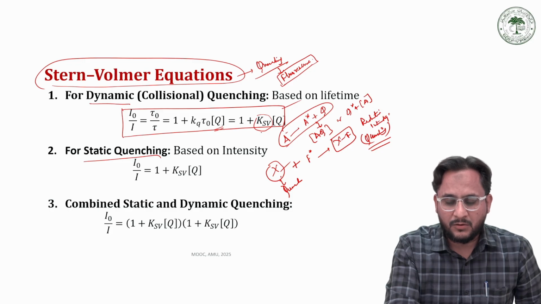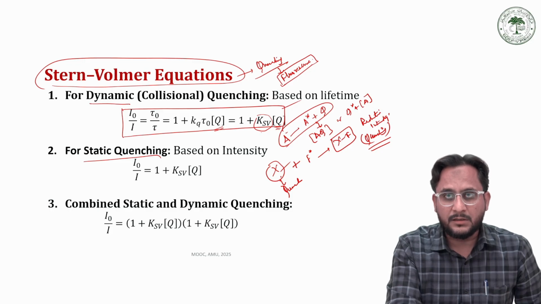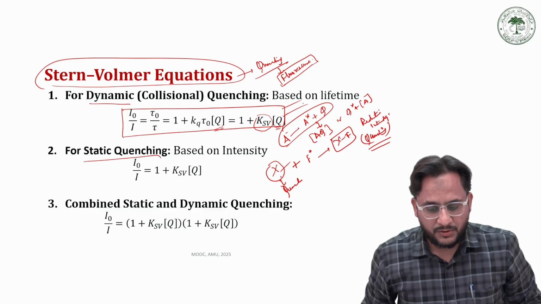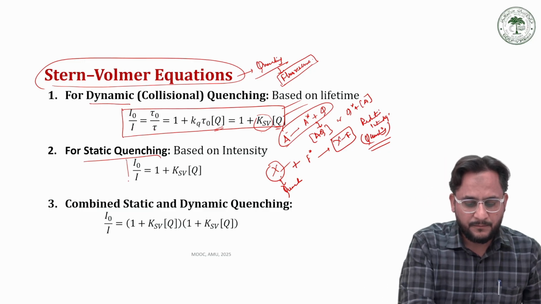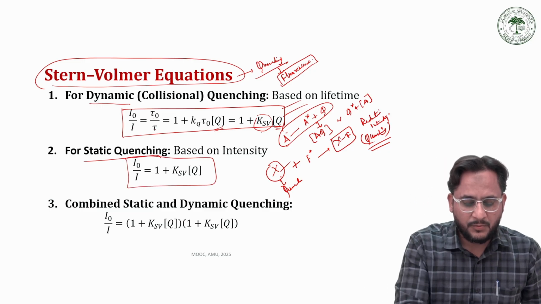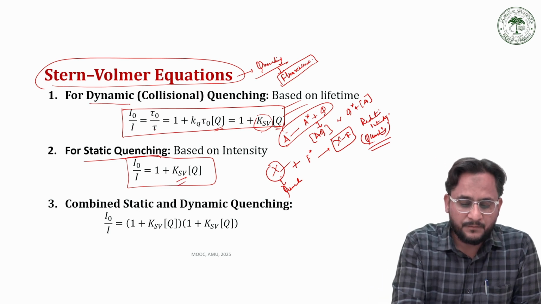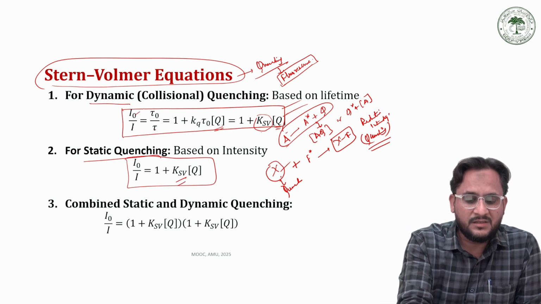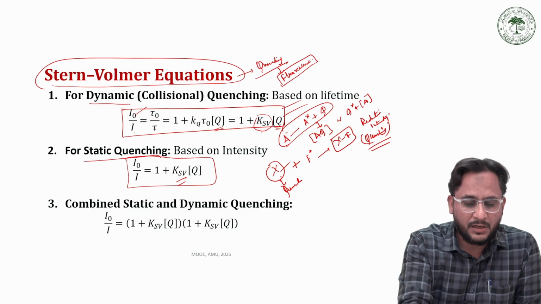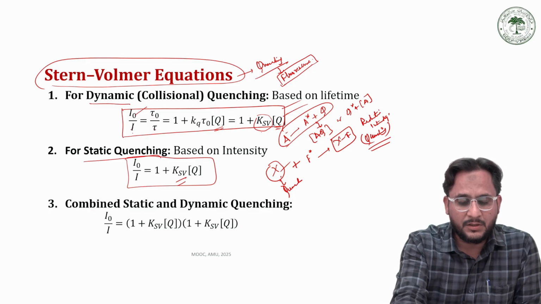KSV is the Stern-Volmer constant, and Q in square brackets means the concentration of the quencher. For static quenching, we have a simplified relation: I naught upon I is equal to 1 plus KSV Q. KSV is the Stern-Volmer constant. I naught is the intensity of light in the absence of quencher. I is the intensity of light in the presence of quencher.